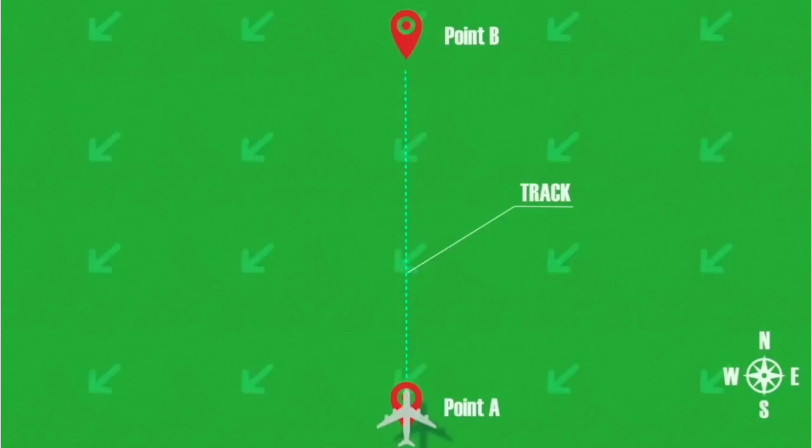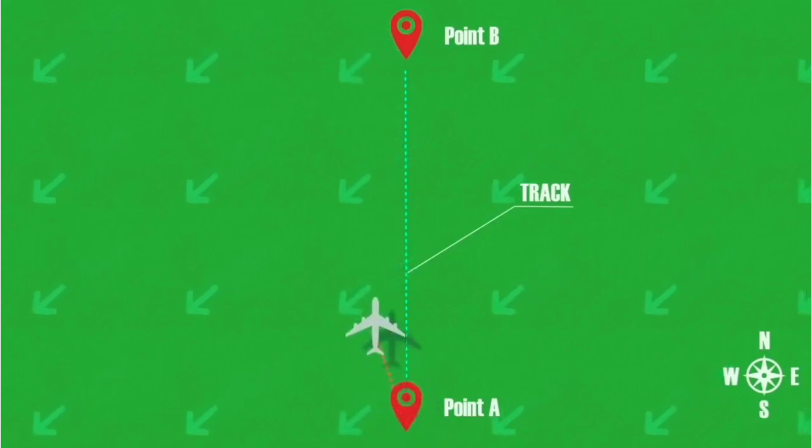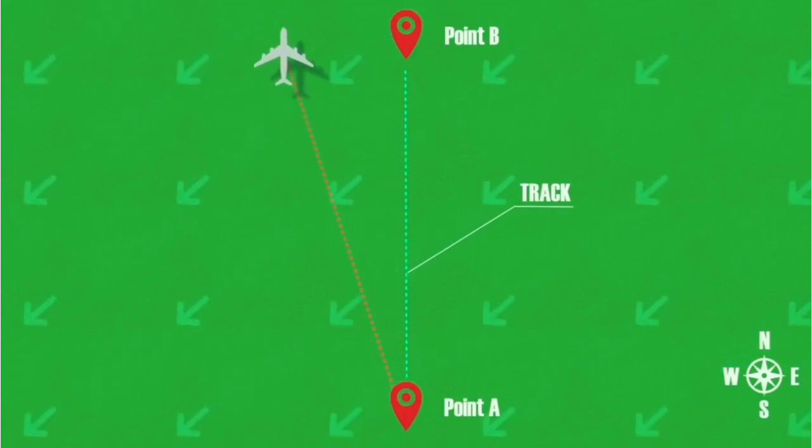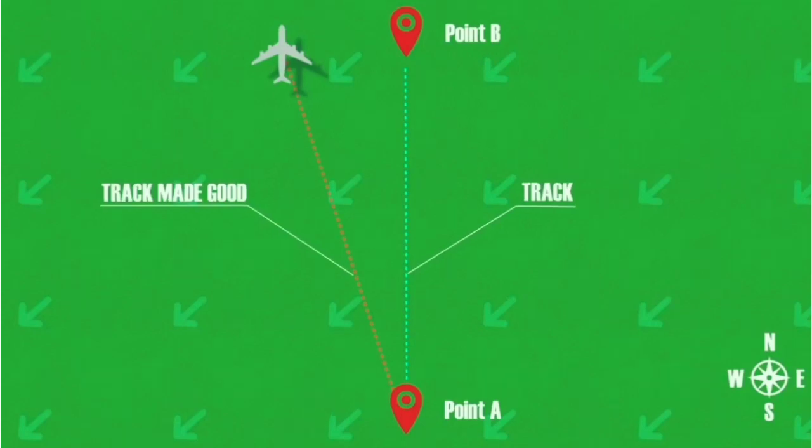Suppose the wind is coming from the northeast, that is 045 degrees. As you fly, the wind will affect the aircraft and the aircraft will drift left from the track. This actual flight path we call track made good.